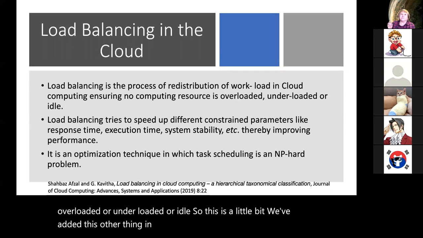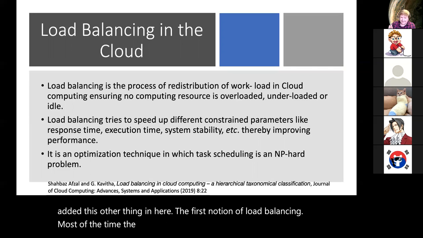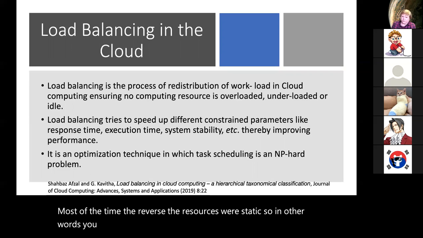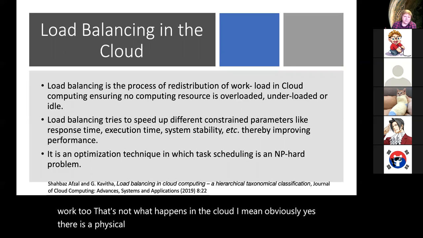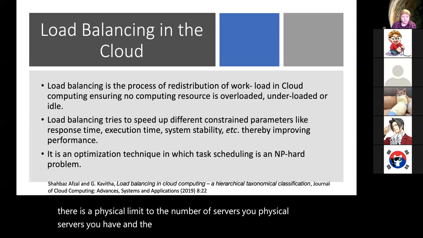In the first notion of load balancing, most of the time the resources were static. In other words, you had only so many servers that you were distributing work to. That's not what happens in the cloud. Obviously, there is a physical limit to the number of physical servers you have, and the number of VMs you can spawn on all of them.